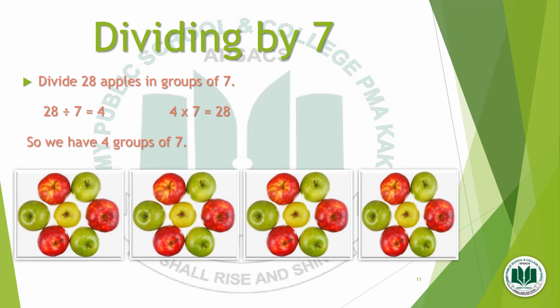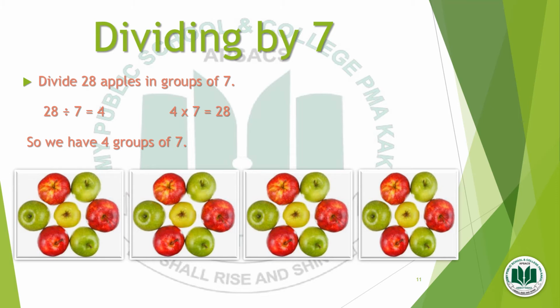Just like dividing by 6, now the next topic is dividing by 7. Before we start this topic, you should memorize the table of 7 and do the practice of dividing 28 apples into groups of 7. And then we read the table of 7 and find out where we get 28.